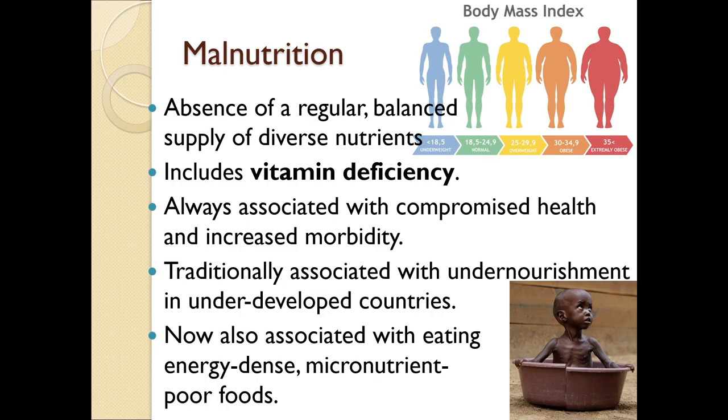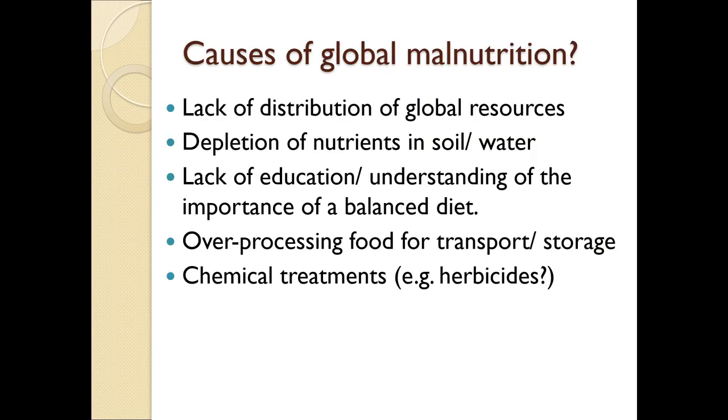However, we now also associate malnutrition with eating energy-dense, micronutrient-poor foods. So obese people can be malnourished. If you have a diet of potato chips, you're getting plenty of calories, you're getting plenty of energy, but you're not getting enough micronutrients. You're not getting the variety of vitamins that you need in order to stay healthy. And so there is a different kind of malnutrition that is maybe less obvious to people.